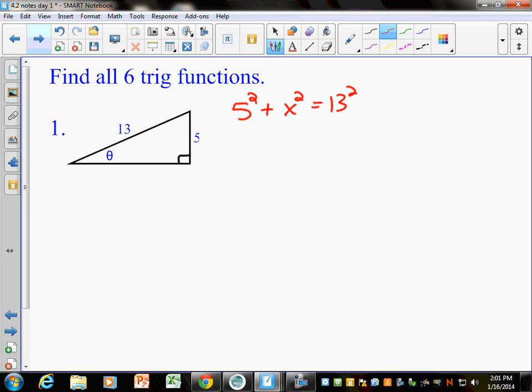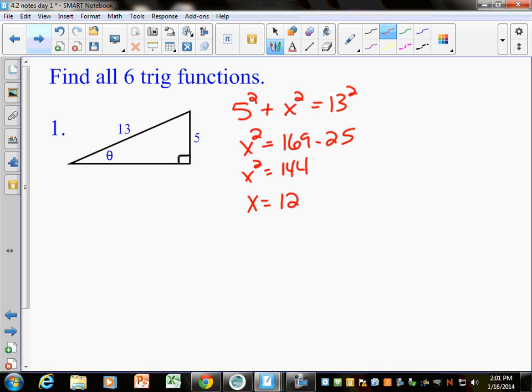If this works out to a nice perfect square, that's great. If it doesn't, do not give me decimals. You're always going to use the square root because you want to give an exact answer, and a decimal is not an exact answer. Simplify it if you can, but don't give me decimals on this. But this one I think works out really nice because you get 169 minus 25, which is 144, and the square root of 144 is 12.